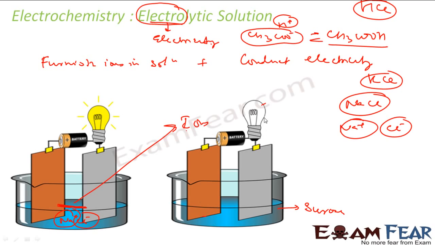And here, since there is no electricity passing through this bulb, assuming the battery is in working condition, that proves that there is no bridge between these two plates. That means there are no ions here. So this kind of solution is called a non-electrolyte, and this is an electrolyte. So I have electrolyte and non-electrolyte.